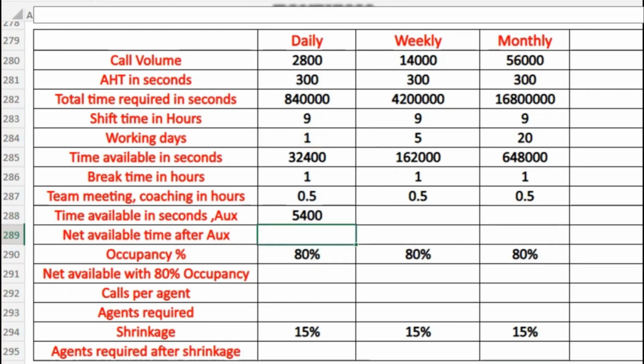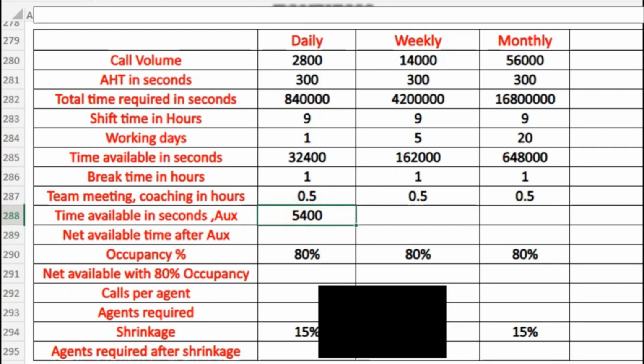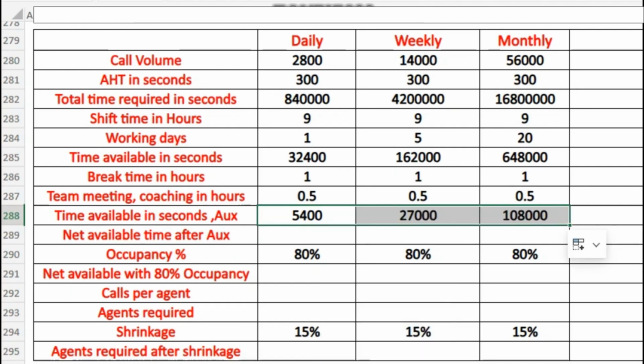Now you can see that this is the total available time we have in aux for 1 day. Now we simply do it for weekly and monthly basis. After having the calculation of aux, we need to find out the actual net available time after aux. That would be the total time available, 32400, minus the total time in auxes. It's a simple subtraction of total time minus time available in aux. That would be the net available time we would have. The same goes for weekly and monthly basis.